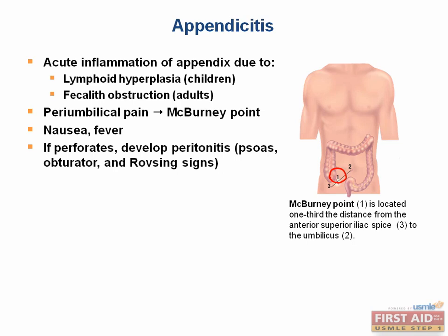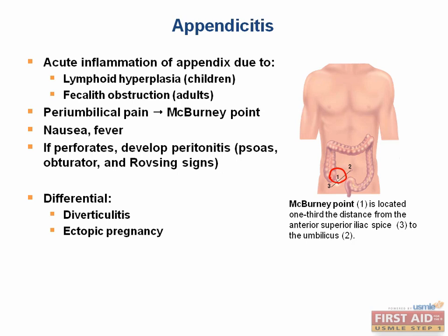Inflammation from the appendix can also cause the obturator internus to become inflamed, and hence cause a positive obturator sign. Finally, Rovsing sign is where if you press down on the left lower quadrant of the abdomen, the pain on the right side increases. This can also indicate appendicitis.